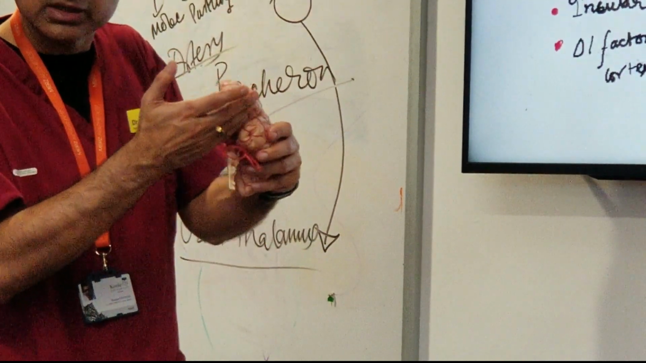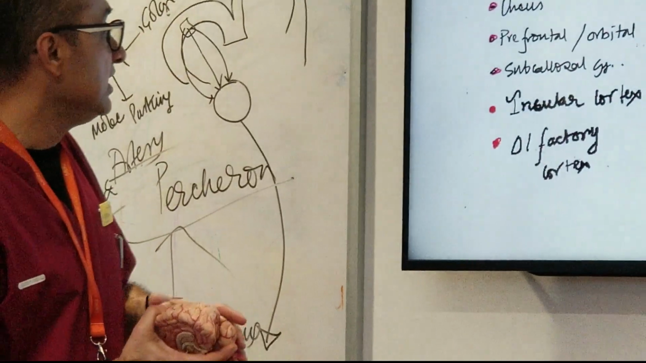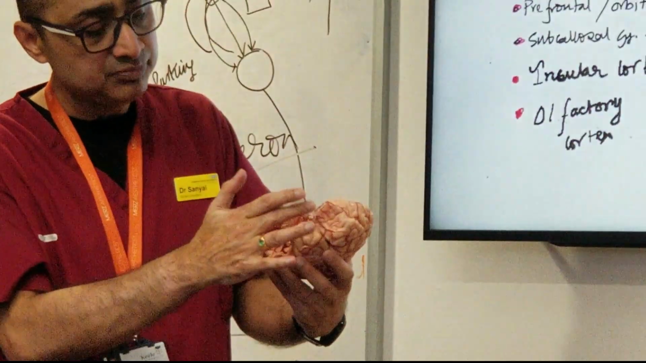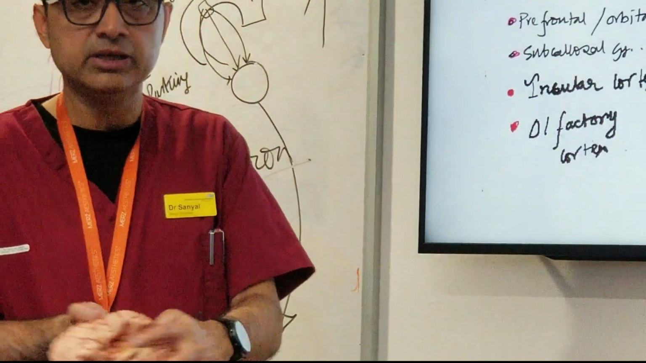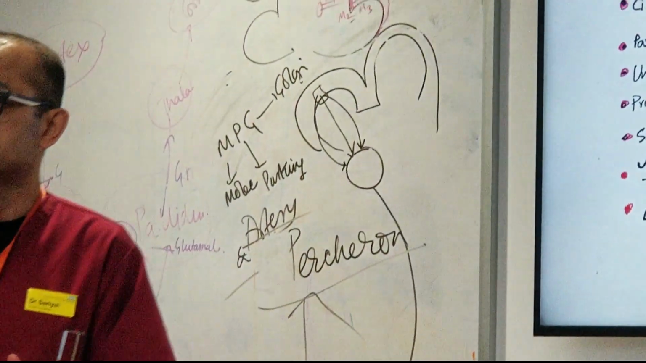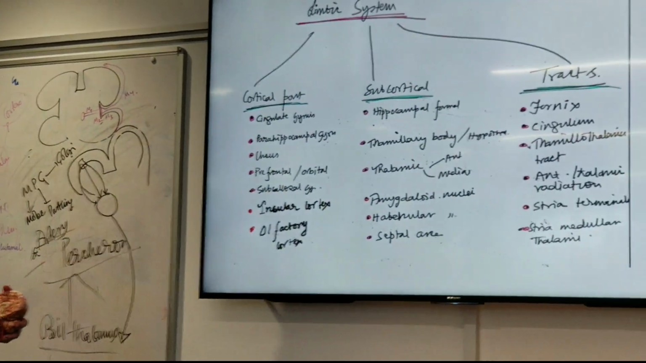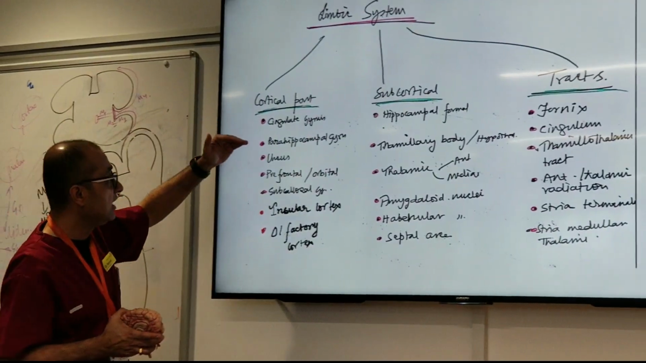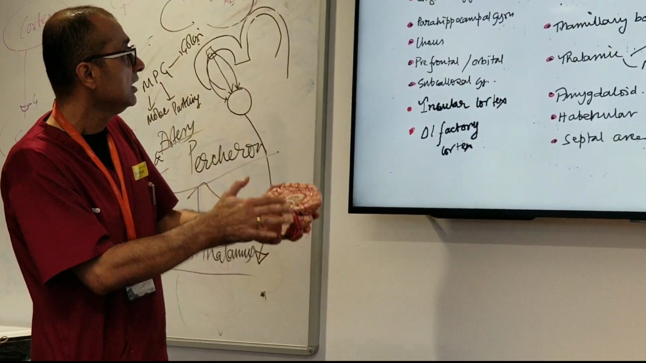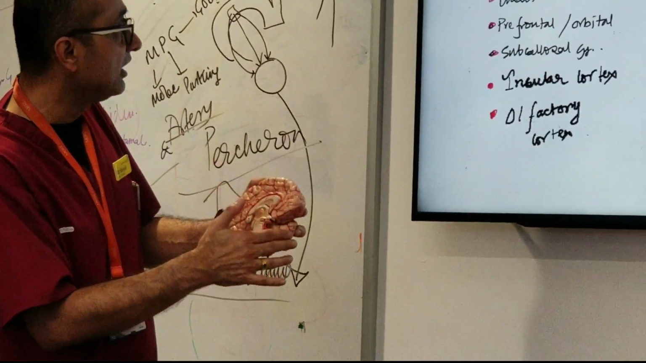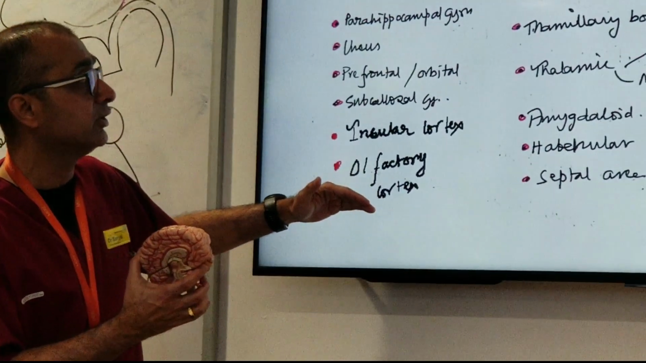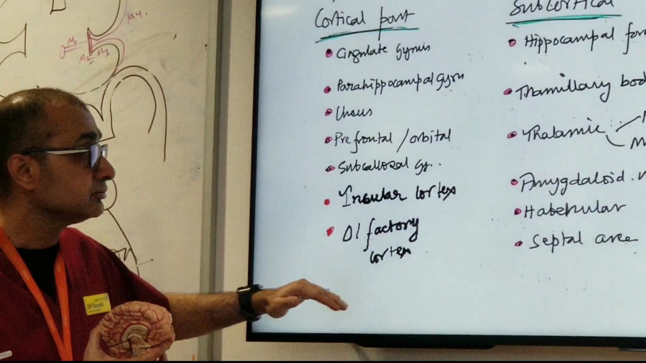So this part as well, and obviously insular cortex and olfactory cortex. So olfactory system and the insular cortex, which is deep here. So these are the cortical parts which are involved in the limbic system. It includes the cingulate gyrus, parahippocampal gyrus. Cingulate gyrus will eventually continue with the parahippocampal gyrus. Uncus is the tip, then the prefrontal and orbital, subcallosal gyrus, insular cortex, olfactory cortex. So these are the cortical parts.